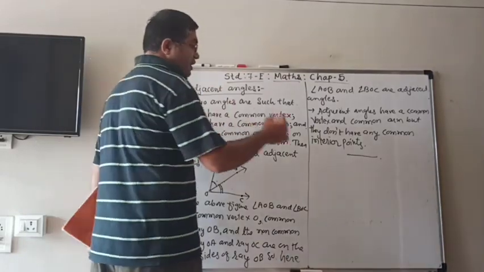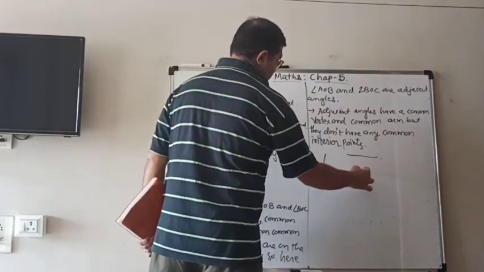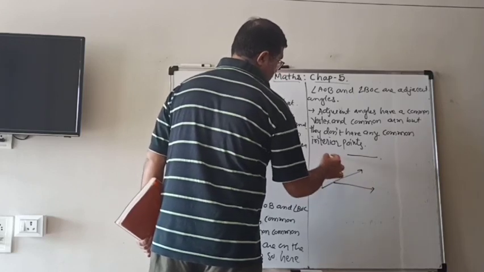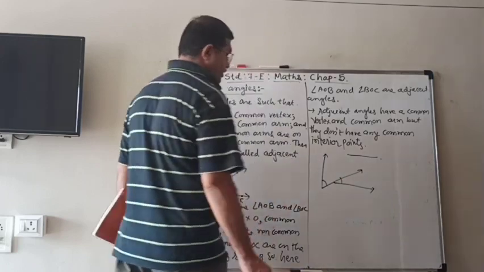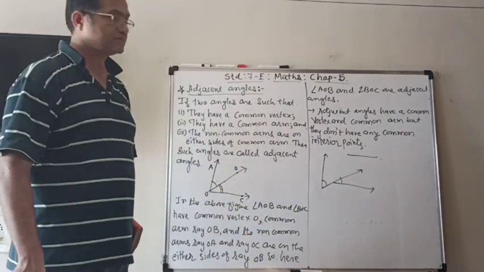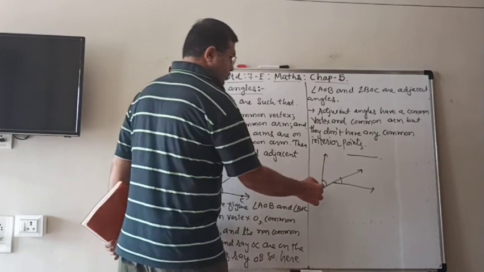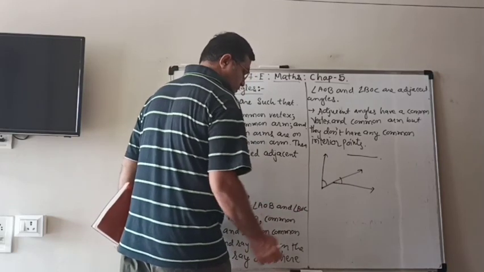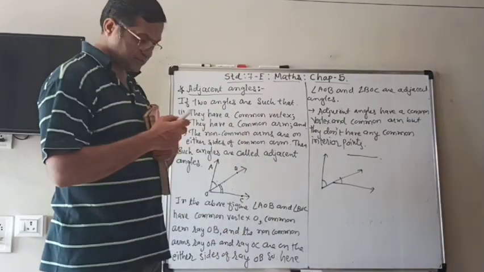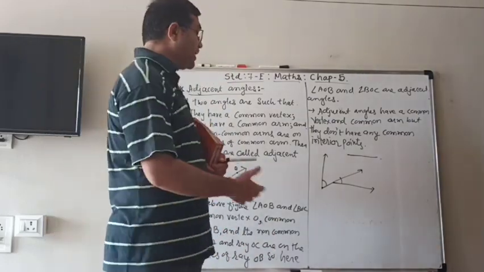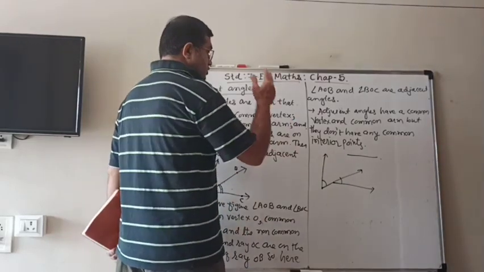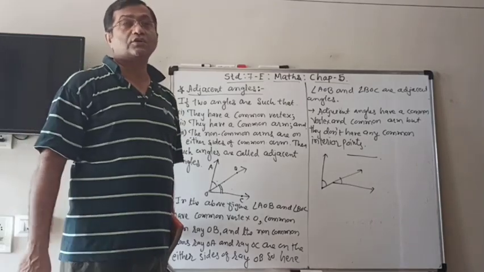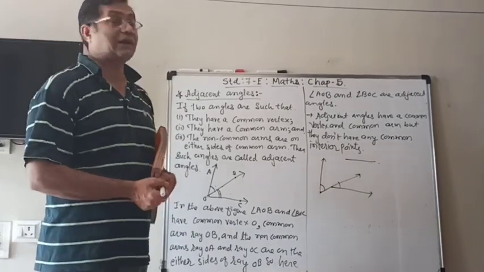But look a little here. If the angles are like that, this angle and this angle, are they adjacent angles? No, because they don't have the common vertex. This vertex is here, this vertex is here. So they don't have a common vertex. So we can say that they are not adjacent angles. So there must be, as I told you, a common arm also.